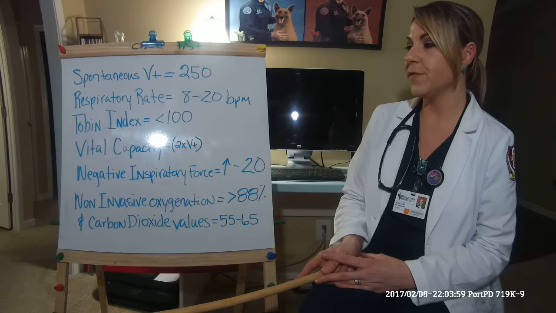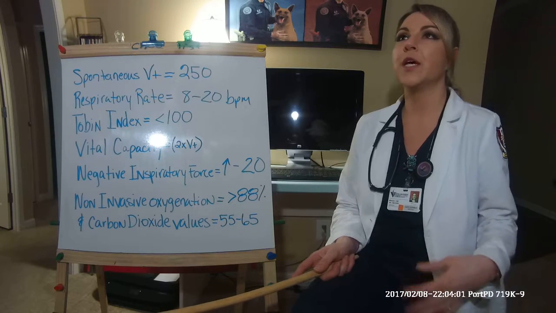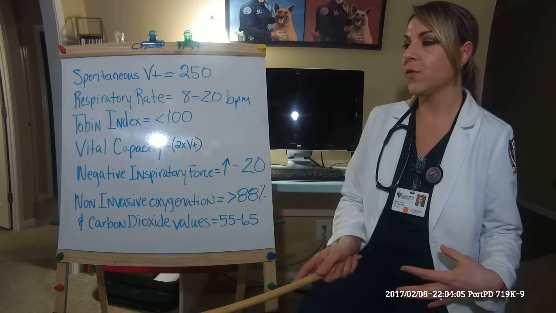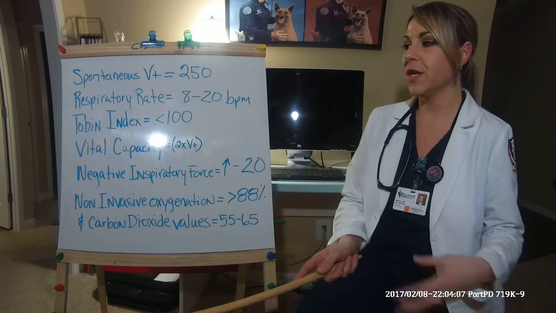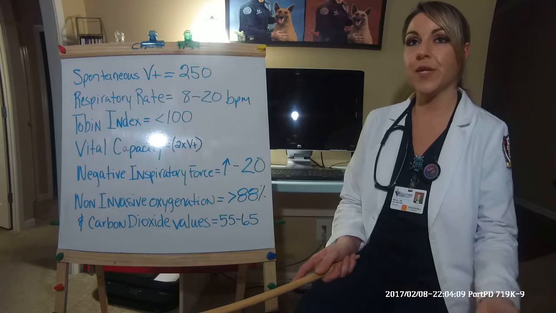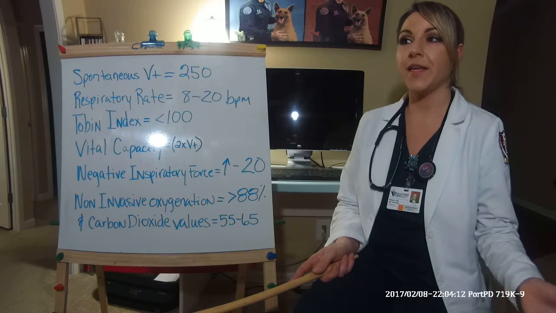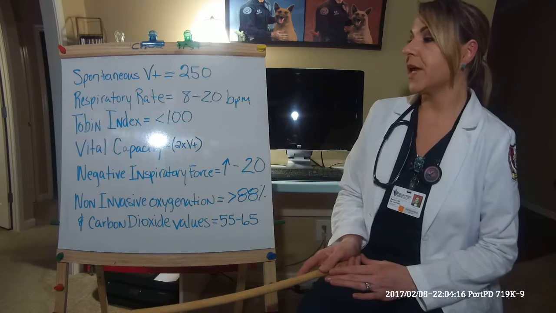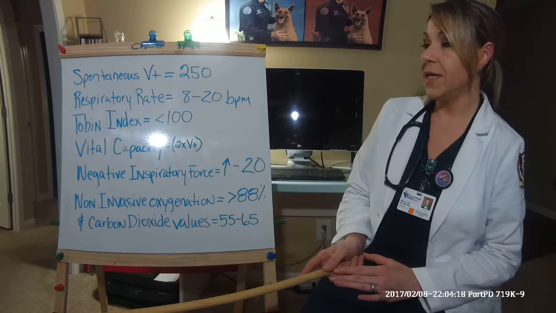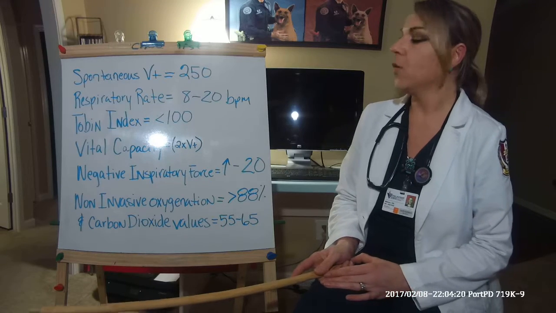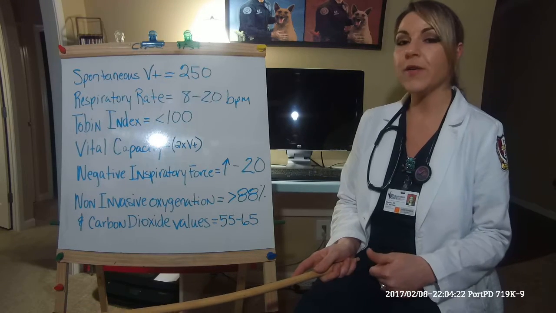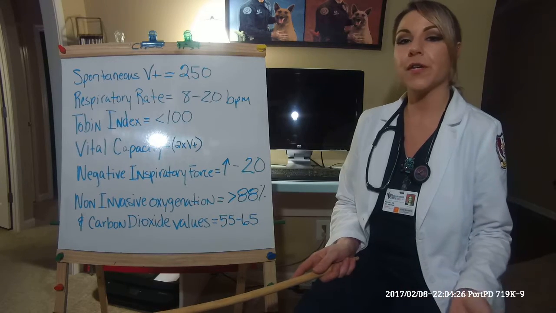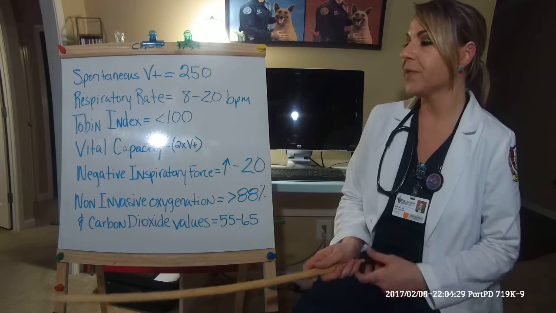Negative inspiratory force shows your muscle strength. So you're going to do the negative inspiratory force by asking the patient to breathe out regularly and then take a good deep breath. And that will give us our NIF, as it's commonly called. We want it to be greater than negative 20. So if she gives us a negative 30, I would be okay with that.